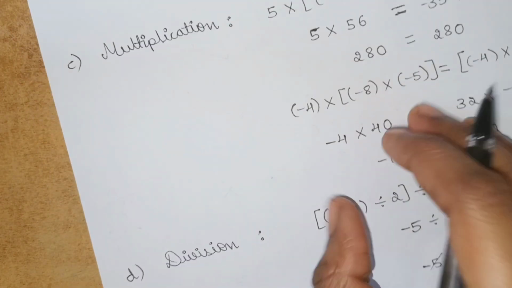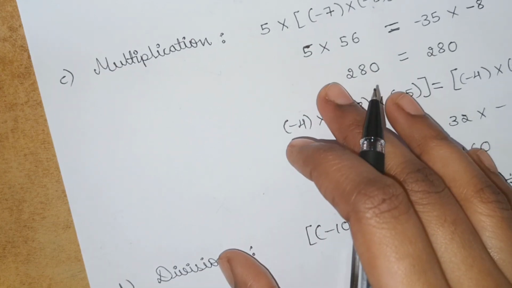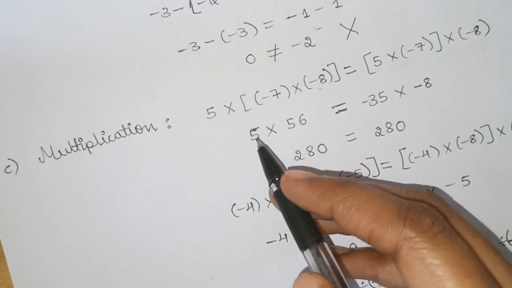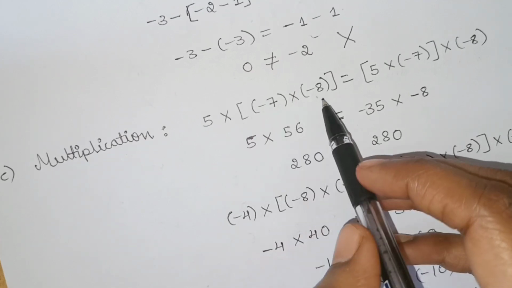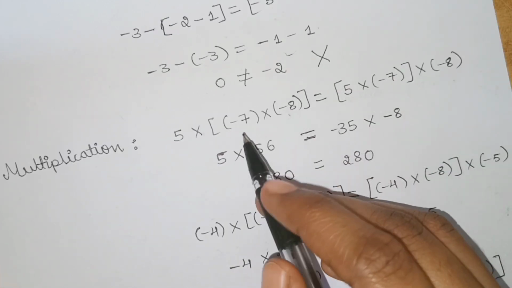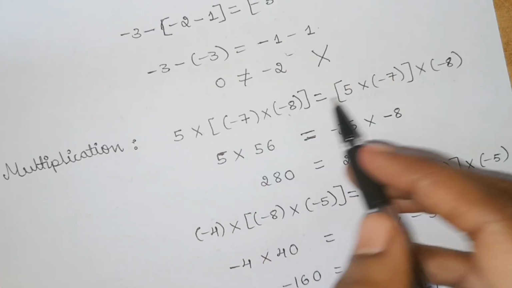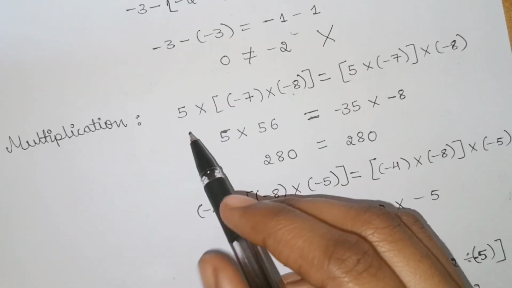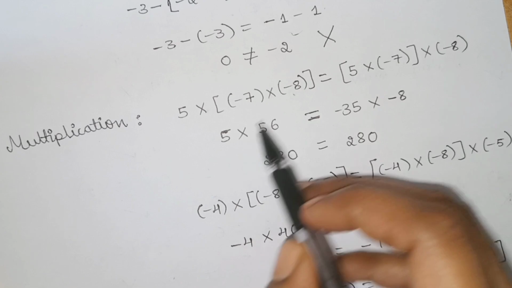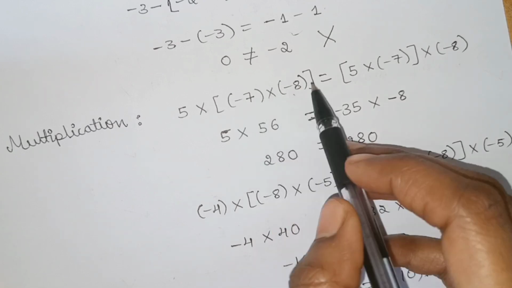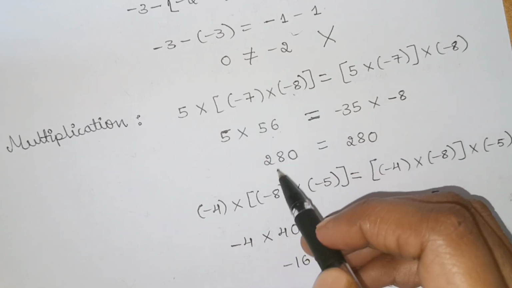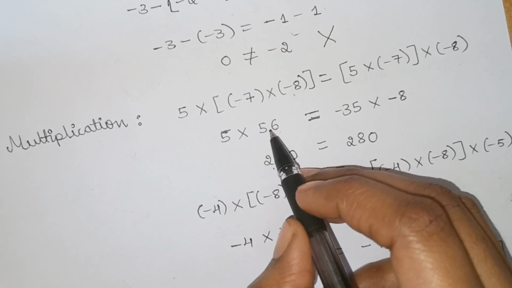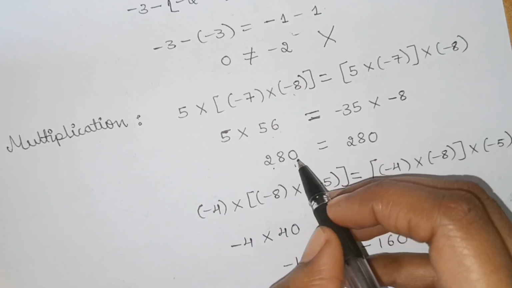Now let's move on to multiplication. Okay. We have taken the first example, 5, minus 7 and minus 8. So first we have grouped minus 7 and minus 8 together, and then we have grouped 5 and minus 7 together. Let's solve the LHS. 5 into minus into minus is plus, 7 8 is 56. 5 into 56 is 280. We have to solve 6 5 is 30, 3 remaining, 5 5 is 25 plus 3, 28, 280.